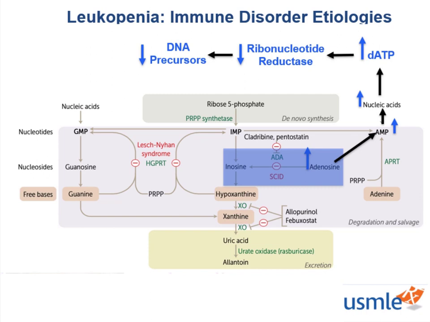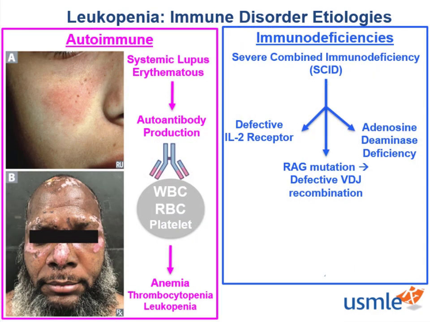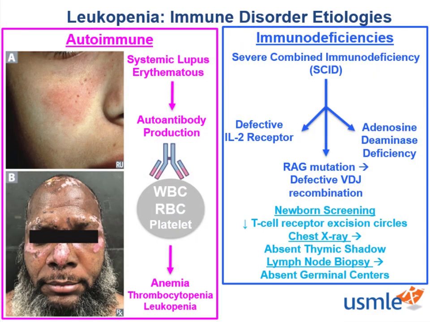Without enough DNA precursors, there is a decrease in white blood cell production, as white blood cells require a lot of DNA to be produced. Not only this, but accumulation of toxic purine degradation products also contributes to leukopenia. SCID can be recognized in newborn screenings that show a decrease of T cell receptor excision circles, a chest X-ray demonstrating an absent thymic shadow due to the loss of T cells, and a lymph node biopsy showing absent germinal centers due to the loss of B cells.